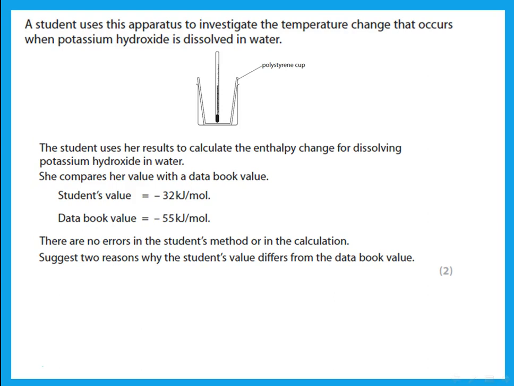This is another question. It says a student uses this apparatus to investigate the temperature change that occurs when potassium hydroxide is dissolved in water, and he gives me the student's value and the data book value. And again, he's saying suggest 2 reasons why the student's value differs from the data book value. Again, remember, some of the heat was lost to the surroundings. In this case, I cannot say incomplete combustion because I'm not burning anything.